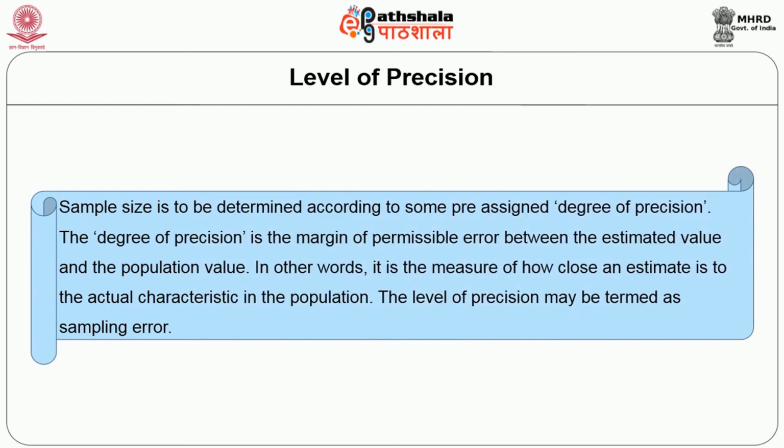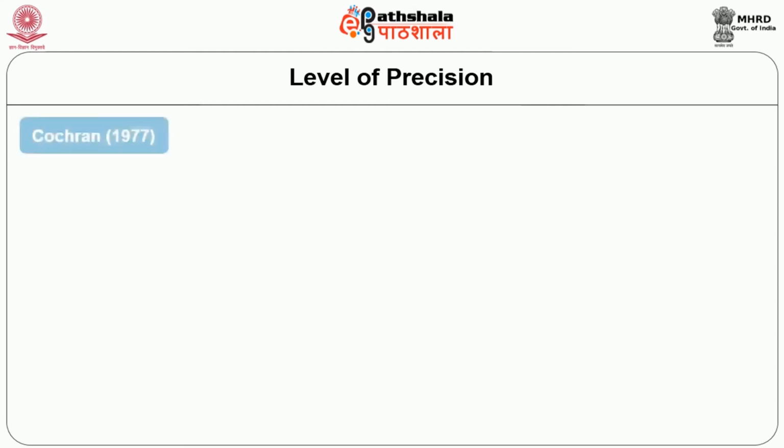Level of precision. Sample size is to be determined according to some pre-assigned degree of precision. The degree of precision is the margin of permissible error between the estimated value and the population value. In other words, it is the measure of how close an estimate is to the actual characteristics in the population. The level of precision may be termed as sampling error.